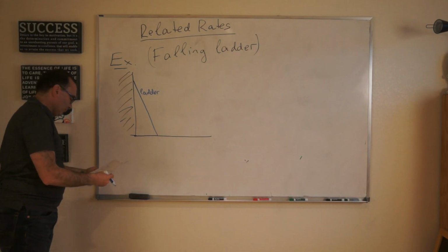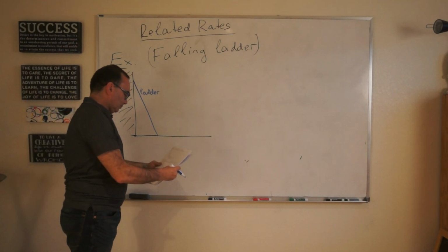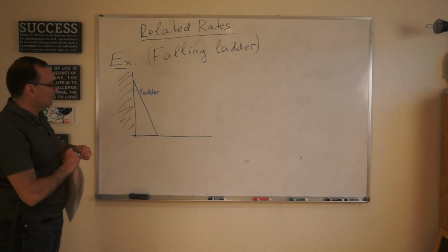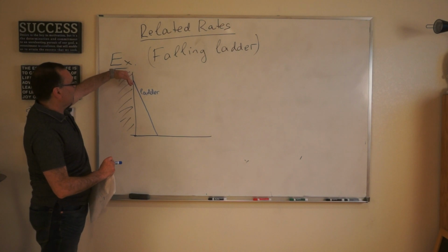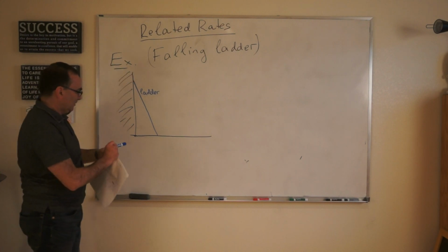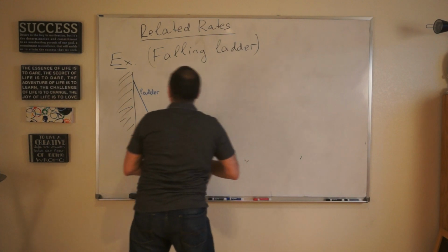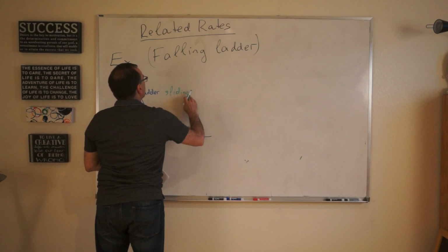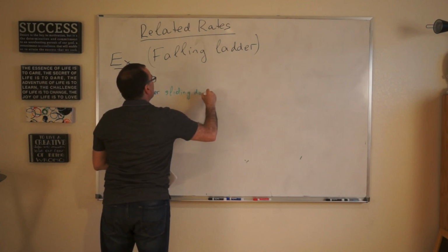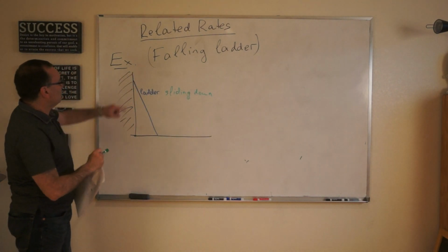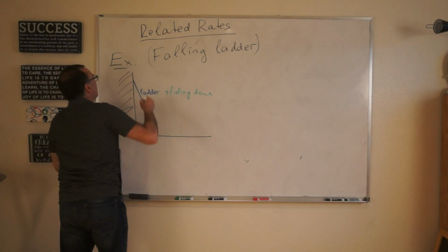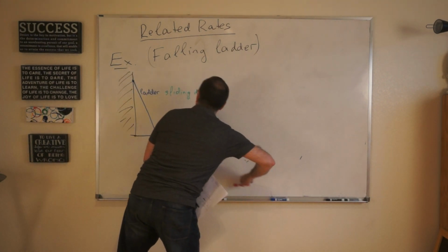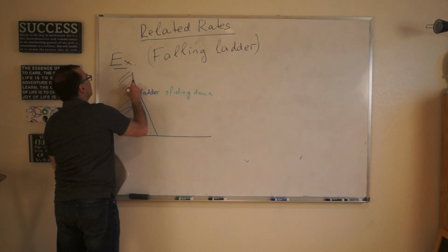Leaning against the wall. And now, let's say that this ladder starts moving. For whatever reason, it doesn't stay still anymore, it moves down, it slides down. So ladder is sliding down. So what does it mean? It means that the top point of the ladder actually moves down. So let me draw it with different colors. So this point moves down like this.